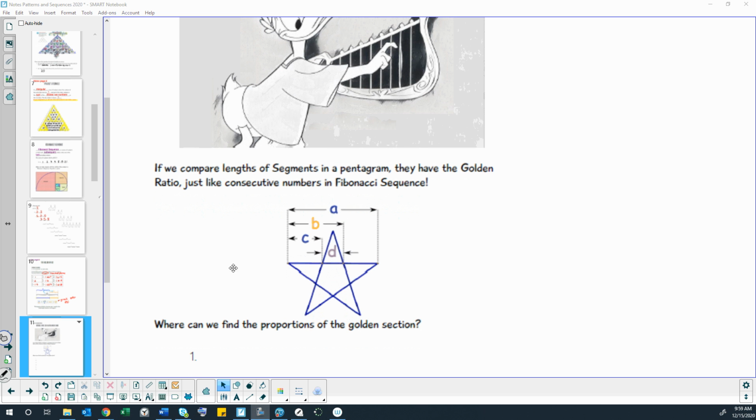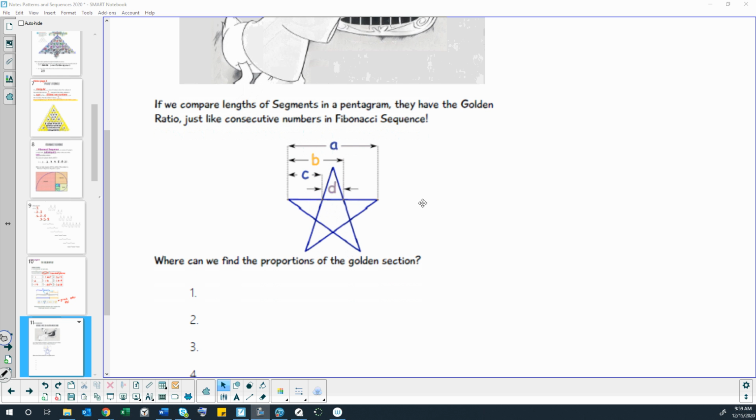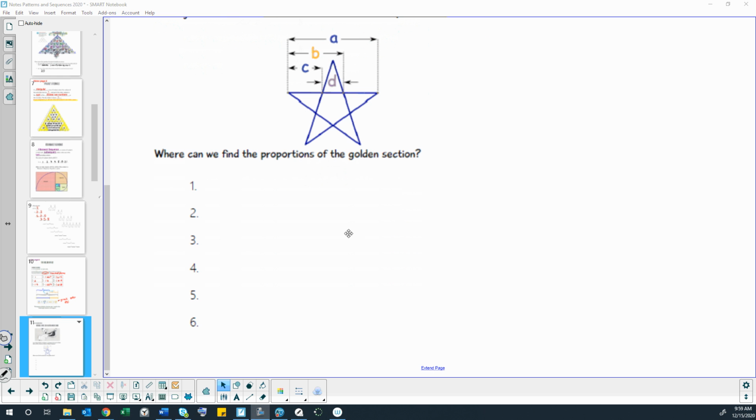Alright, now we're going to fill in page 7 of our notes. From our movie we saw how the pentagram has portions, like the little lengths in a pentagram and a star, that are actually proportional by the golden ratio. So let's just write down some of the things that the video mentioned, places where we can find the golden ratio in our lives. Just make a list with me.